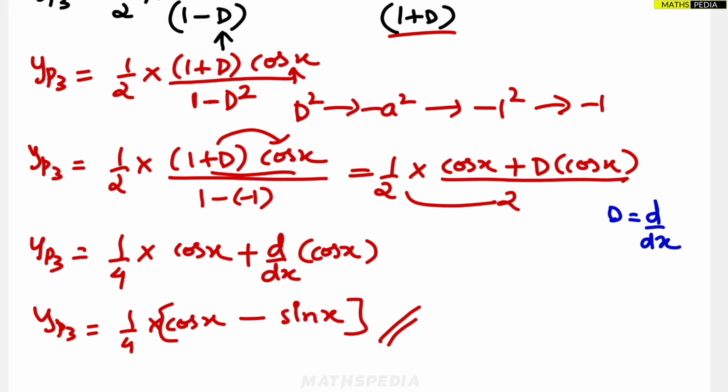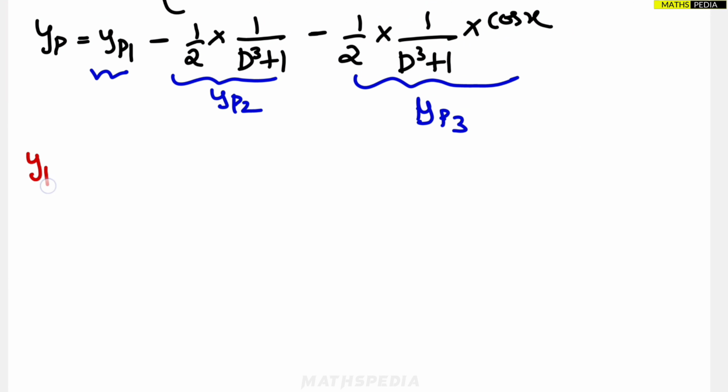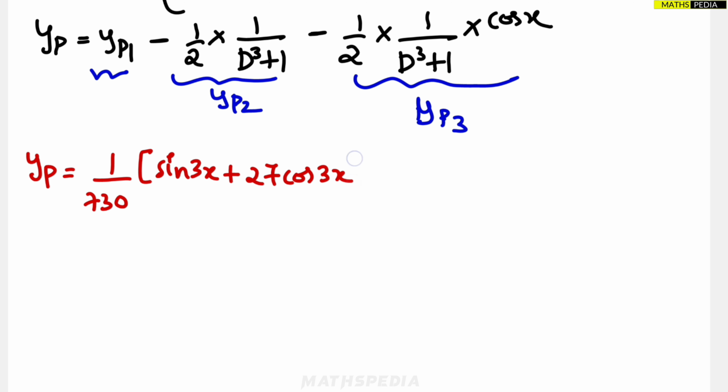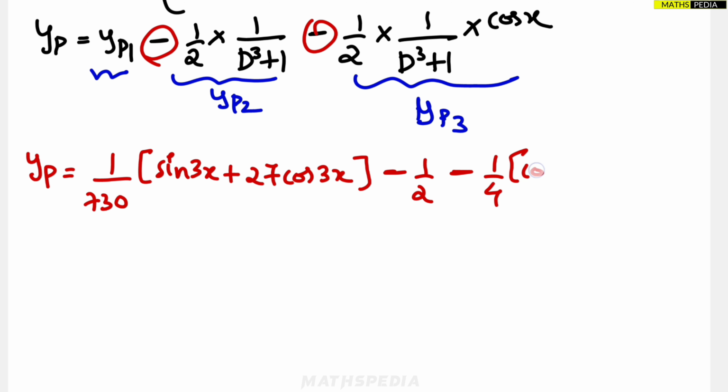Now I have to combine all the things in order to get the answer. So the yp value will become what? Yp1 value we know, 1 by 730 into sine 3x plus 27 cos 3x. Yp2 value, see minus sign is there, be careful. So minus yp2 value will become 1 by 2. Then again one minus sign is there. Yp3 value just now we calculated, 1 by 4 into cos x minus sin x. So this is the answer for yp.